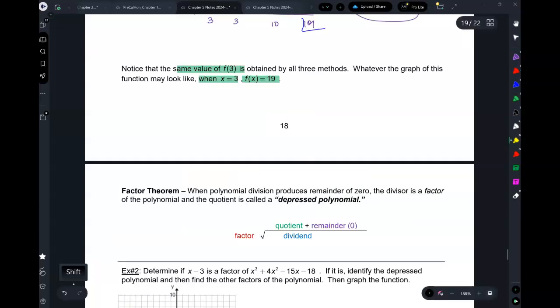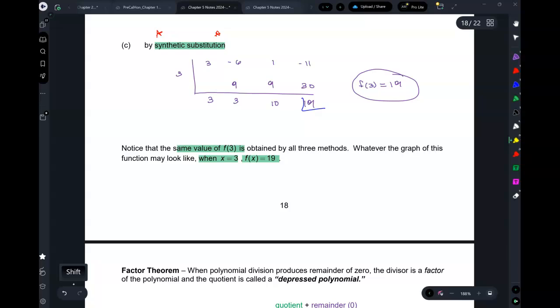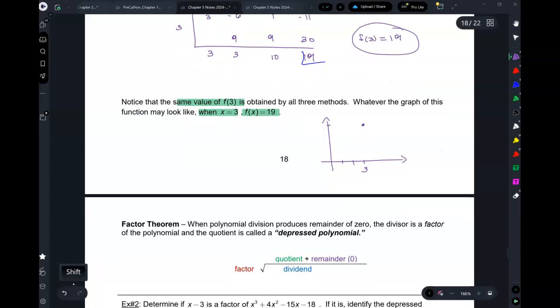Okay, so let's take a look at this. Let's go back here now because I need to focus our train of thought. This told us, we don't know what this function looks like, but at x equals 3, f of x is equal to 19.